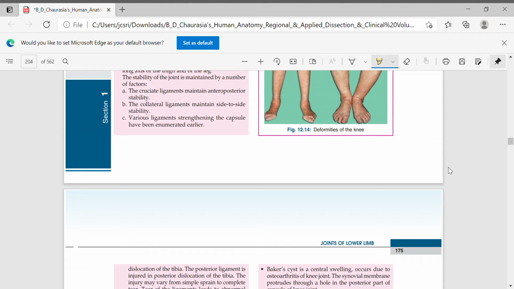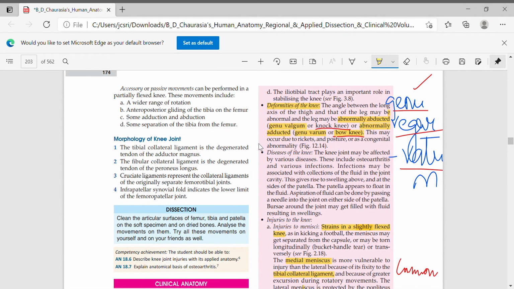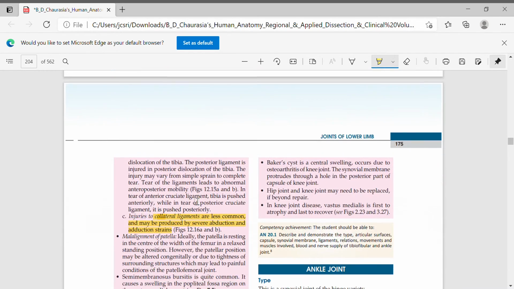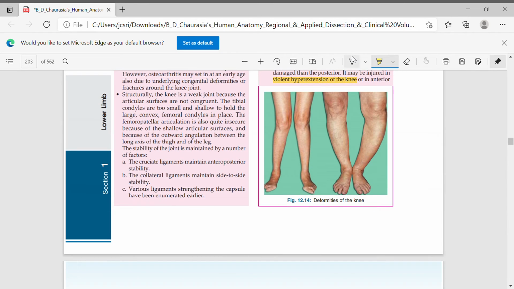Next we have the knee dislocation. All these ligament injuries will lead to the dislocation of the knee joint. Next we have the inflammation of the joint and the bursitis. So you have a condition called synovitis. I don't think it has been given here, but you should remember that. So you have synovitis.